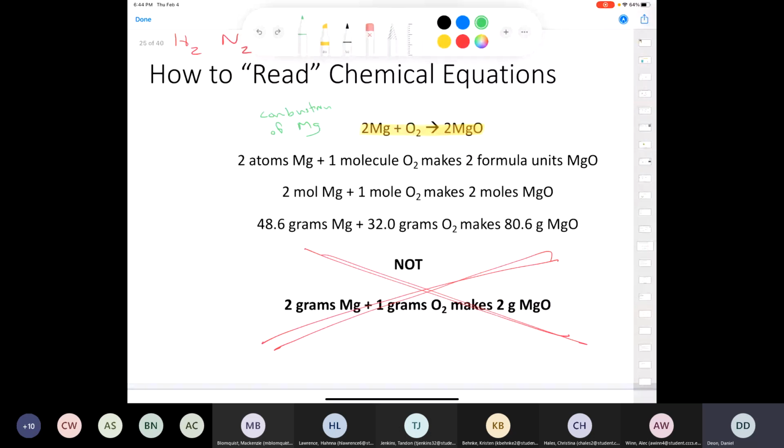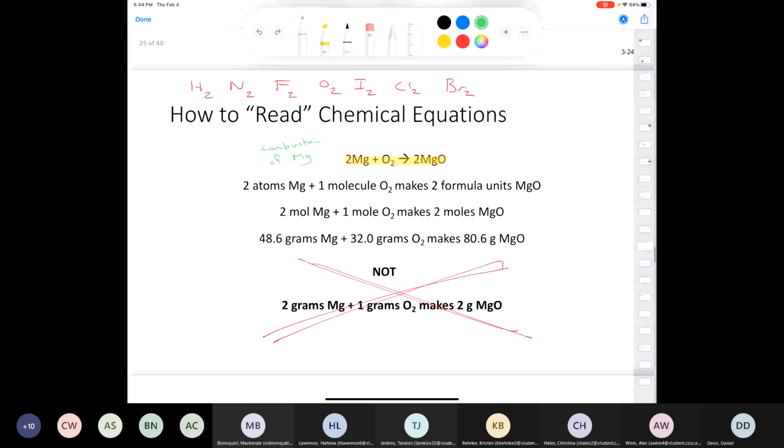Why can't you do that? The reason you can't do that is because magnesium, oxygen, and MgO all have different masses. Okay? All right. There we go.